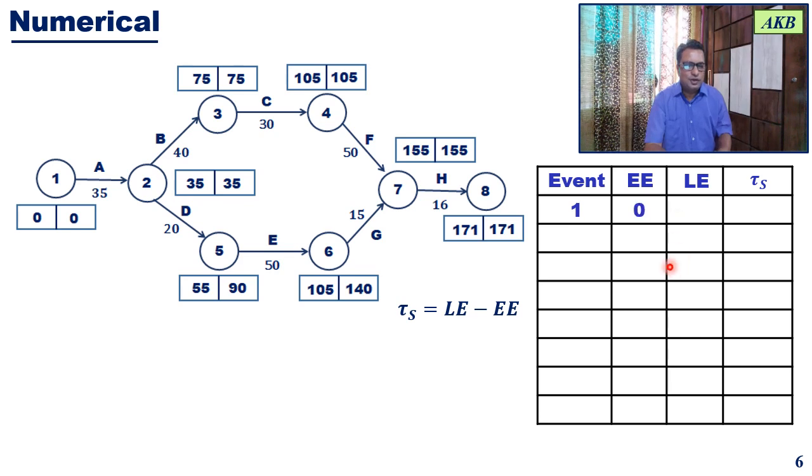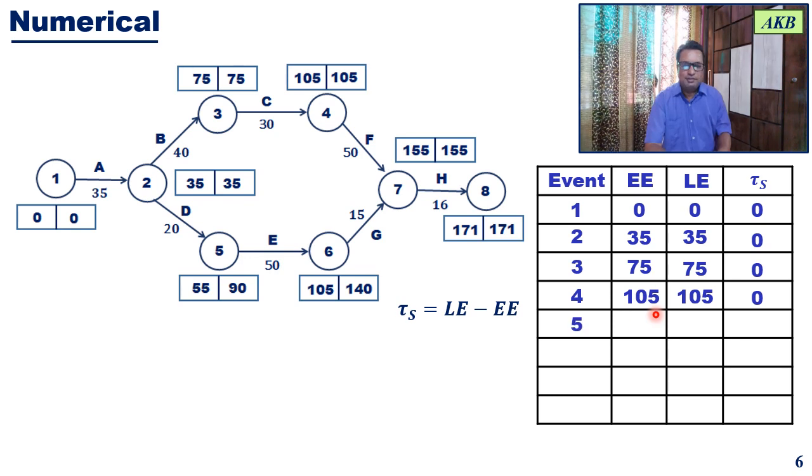So you have for event 1 it is 0, latest event time is 0. So slack is 0 minus 0, that comes out to be 0. For event 2, the earliest event time is 35, latest event time is 35, and slack is 35 minus 35, that is 0. Then for event 3, earliest event time is 75, latest event time is again 75, slack will be 75 minus 75, that comes out to be 0. For event 4, the earliest event time is 105 and latest event time is again 105. So slack for that event will also be 105 minus 105, that comes out to be 0.